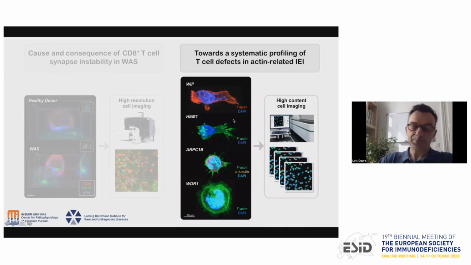So I will now move to the final part of my presentation, our current effort in developing a pipeline based on high content cell imaging, in a way to systematically compare and discriminate defects in cells from various patients with inborn errors of immunity.